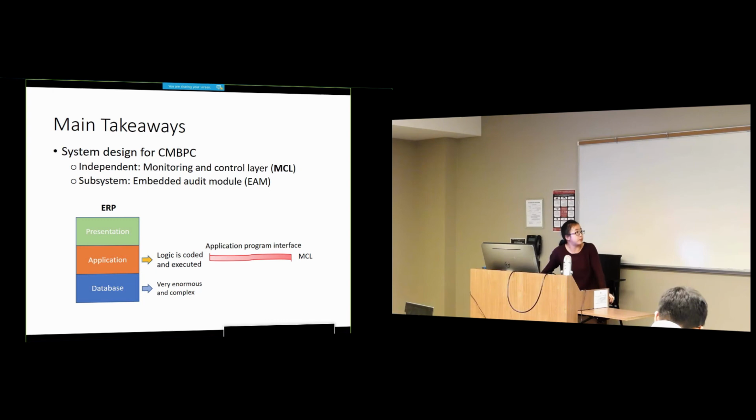An ERP system basically has three independent layers. It has the database where all the data is stored, the application layer where the logic is coded and the code is executed, and the presentation layer, from which they prepare the data for the users to see. Intuitively, we would think that if we want to obtain data, we just interact the MCL with the database. However, the database of a firm is usually very enormous and complex, so it's not very feasible to use the database to feed the data to the MCL. So what we do is use an interface to let the MCL interact with the application layer.